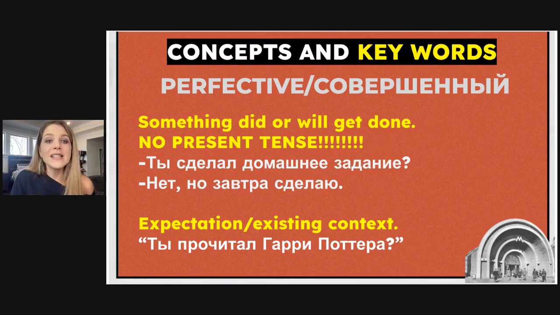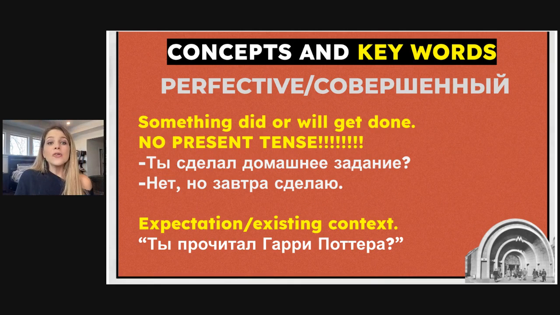So, for example, somebody's nagging you here. Ты сделал домашнее задание? Did you do your homework? Did you finish it? You're in big trouble. Did you do it? His mom's nagging him, for example. He's like, нет, но завтра сделаю. Right? So you could be like, no, but I swear I'll do it tomorrow. I'll do it. I'll get it done.